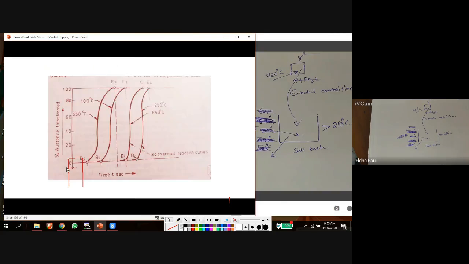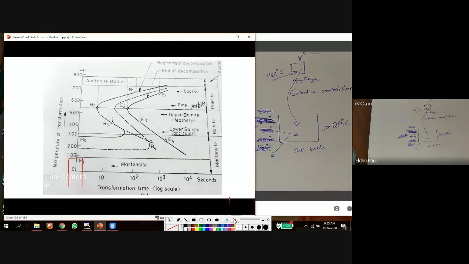For the martensite, the time requirement is very small. You can see for the martensite, this is the temperature change. For a martensite transformation, this is a time change, almost at a constant time, or 0 second or 1 second, you should complete. So that is the rate of cooling.